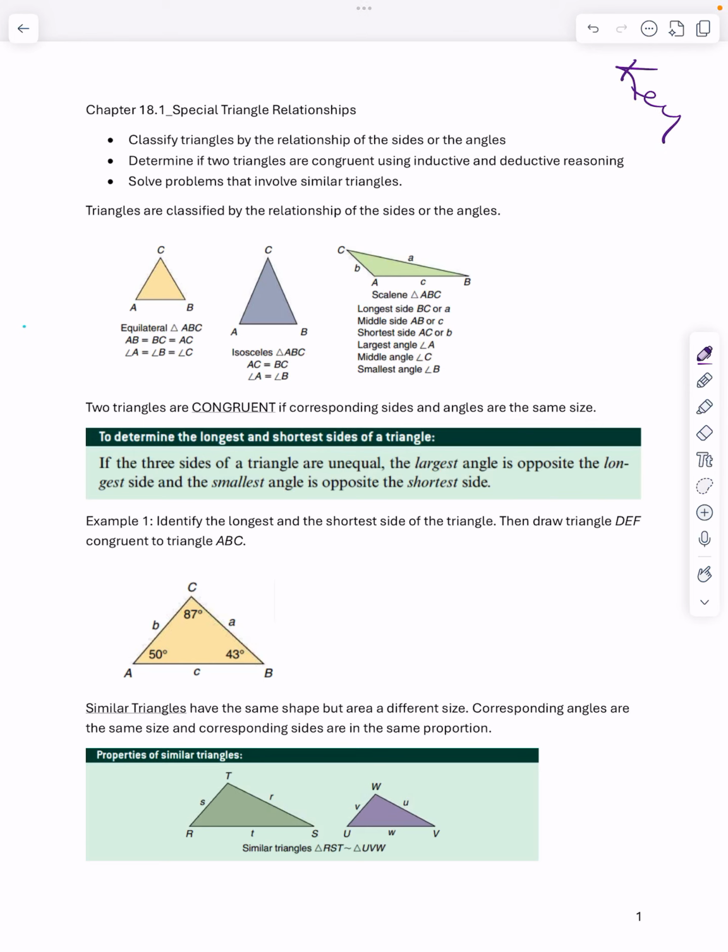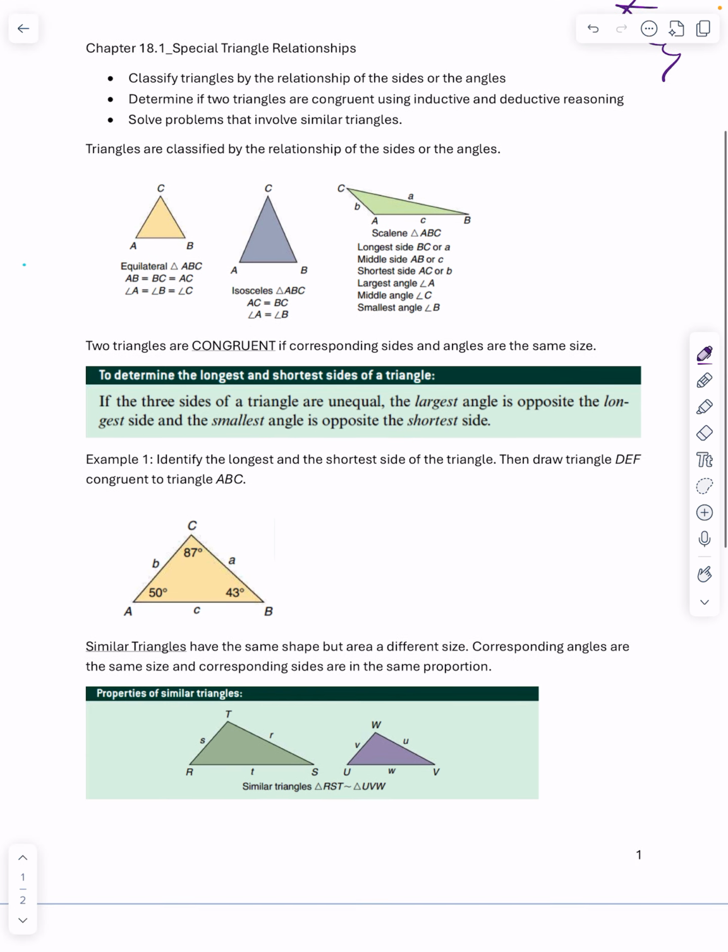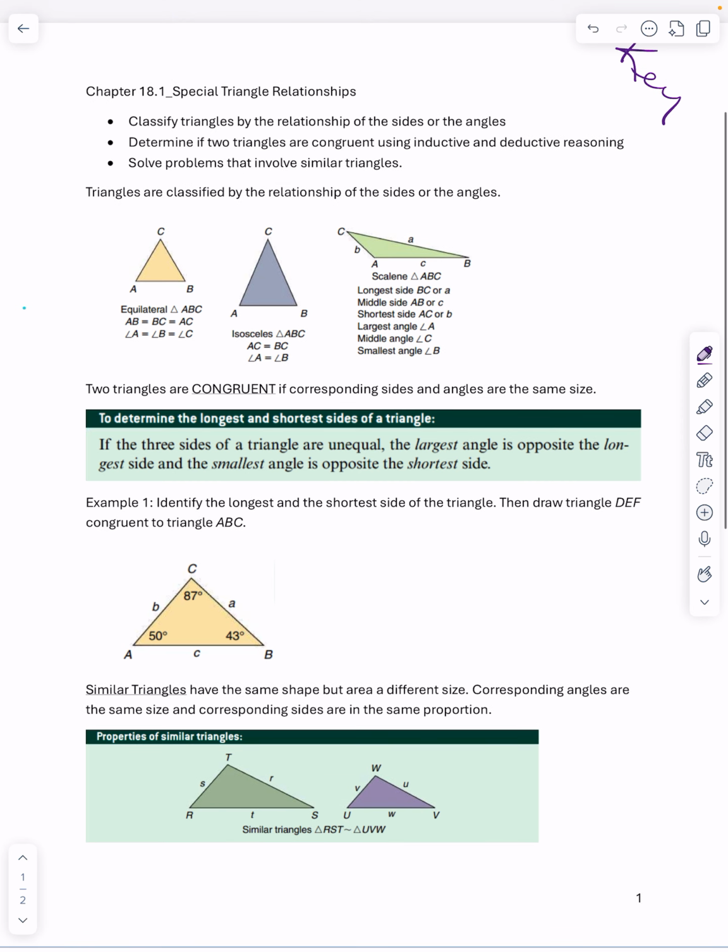Okay, welcome back. This is the very last chapter from Mat 1140. This is chapter 18.1, Special Triangle Relationships. And I apologize for the extra S in the title there. Some of this will be a review. Again, it's stuff that we don't use a whole lot, so we tend to not remember.